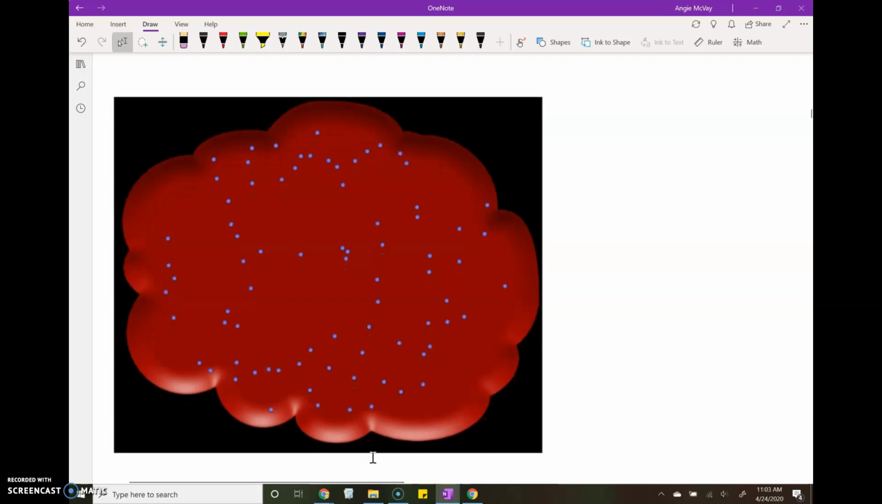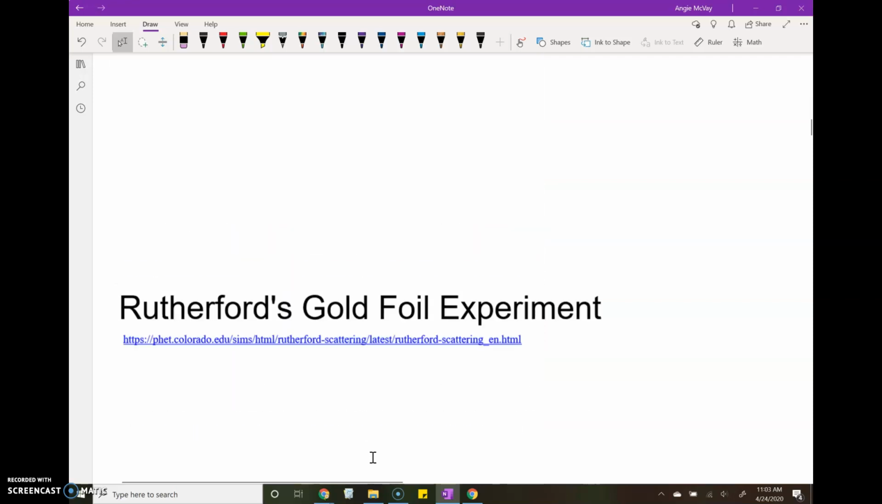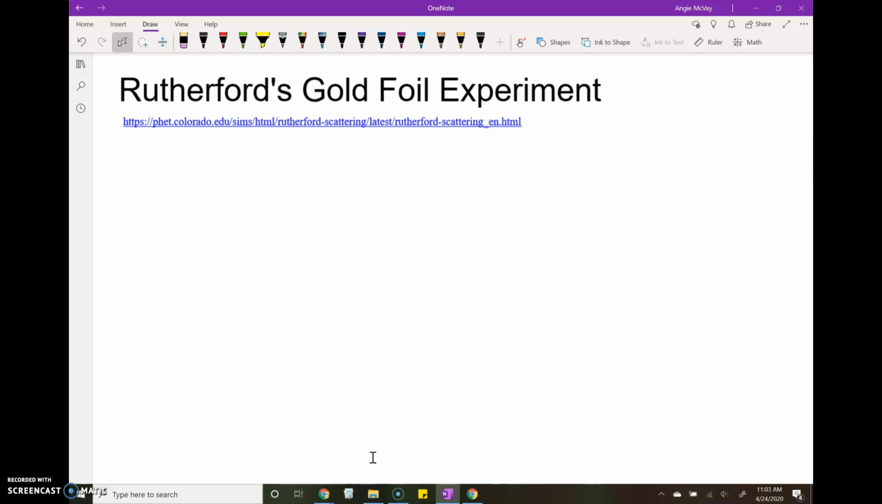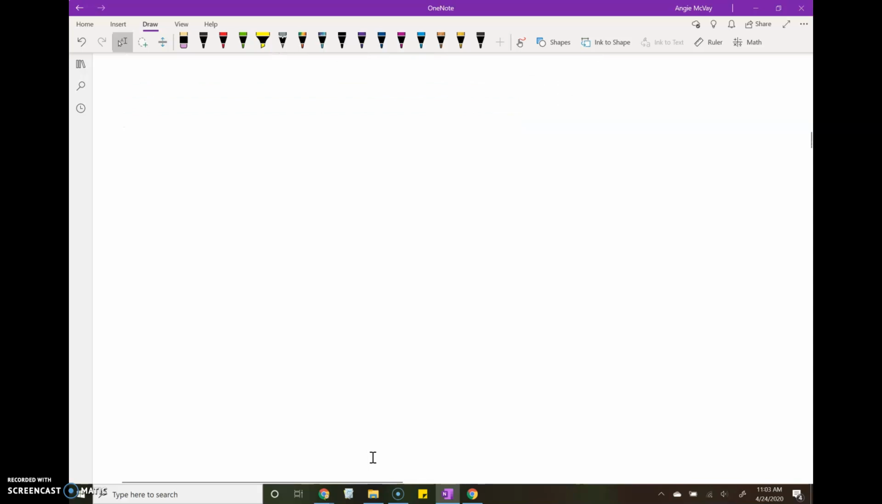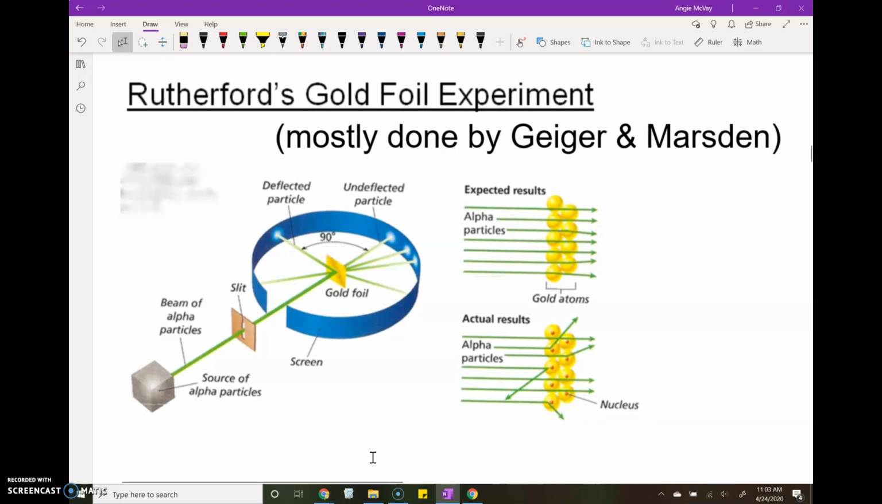Okay, and here's another visual for that from a simulation that I'm going to show you here in just a second. The simulation is going to model what's called Rutherford's gold foil experiment. This is a PhET simulation, and I'll attach it to the Google Classroom. I want to use that simulation to talk about what Rutherford expected and what actually happened.